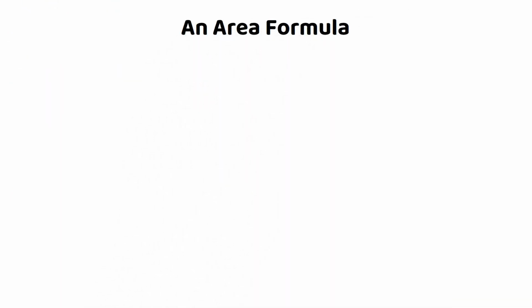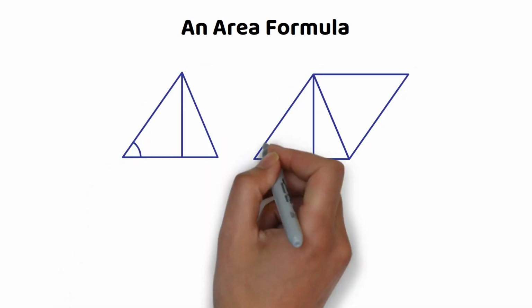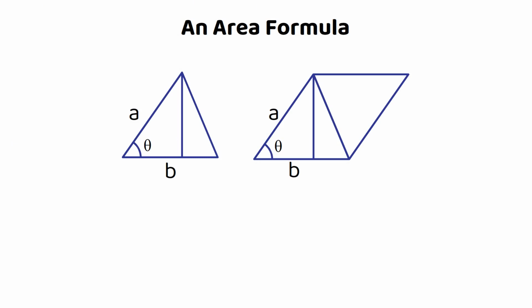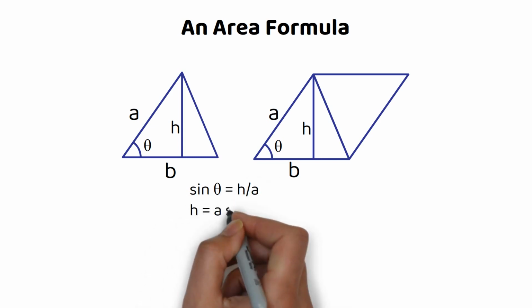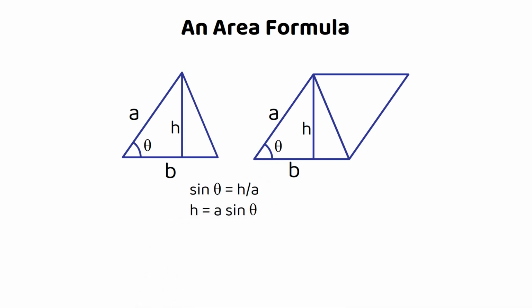An area formula. Suppose that we have a parallelogram, or a triangle, where we know the length of the sides and the angle between them, but don't know the height. We can find the area by applying this information and using the sine of the angle. In these examples, for both the parallelogram and the triangle, we have the sine of theta equals h over a, which also means that the height, h, equals a times the sine of theta.